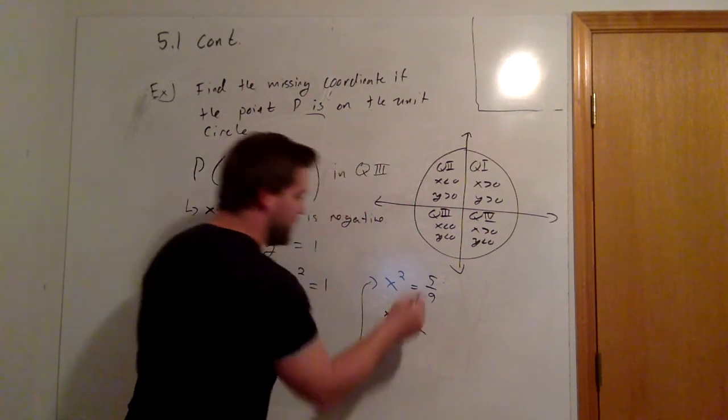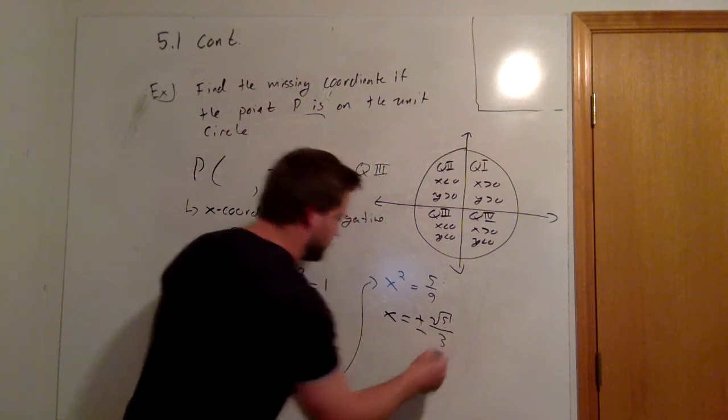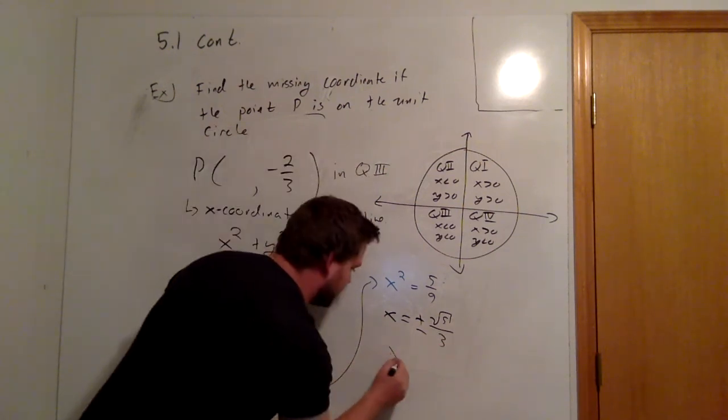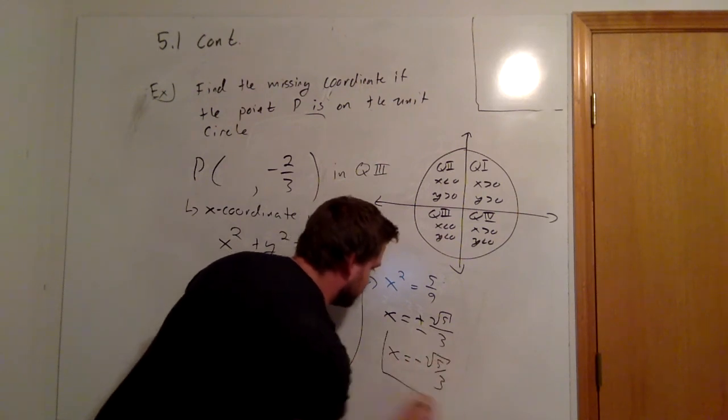So it'll be plus or minus the square root of 5 divided by the square root of 9, which is 3. In this case, the x-coordinate is negative since we're in quadrant 3. So x is going to be equal to negative root 5 over 3. And that'll be the answer.